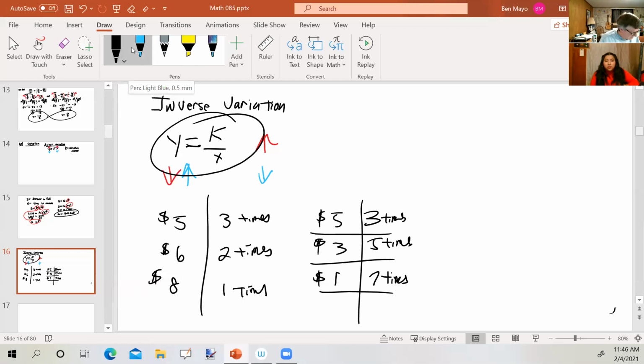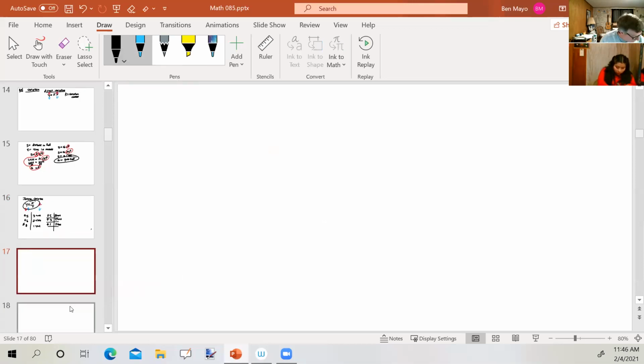All right, let's take a look at an example of inverse variation. Here we go. It says organ pipes, like a big pipe organ that you might see in a church. The frequency of vibration of air in an organ pipe varies inversely to the length of the pipe. If a pipe 2 feet long vibrates 256 times per second, how many times per second will a 6-foot pipe vibrate?